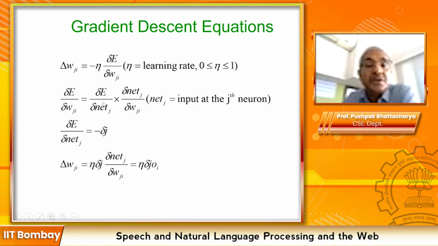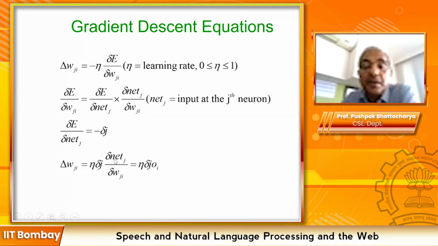Now we give a notation here. Delta E delta net j is denoted as minus delta j. This is a notation. So then delta wji is learning rate into delta j into delta net j delta wji. Now delta net j delta wji is nothing but OI, the output from the feeding neuron.